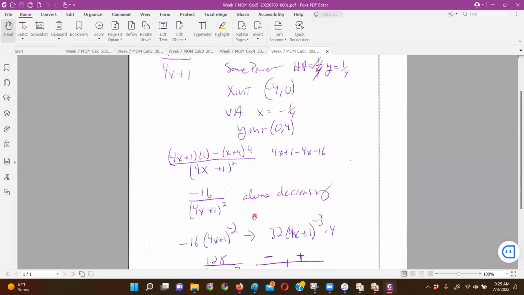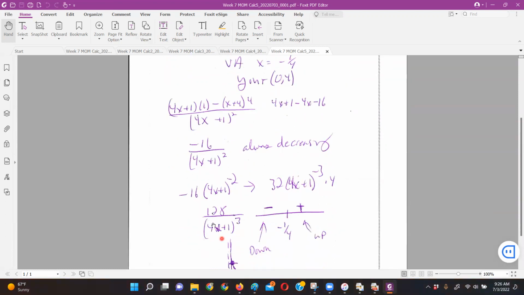And then I did the second derivative. So what I did is I rewrote it as a power, so I didn't have to do the quotient rule here. And of course, you brought the -2 down and took away one more, and then times the chain rule. So that gave me this. So I did have the critical value. The vertical asymptote is the critical value.